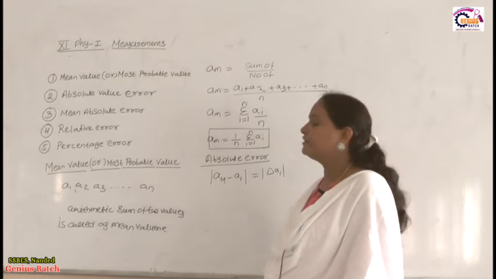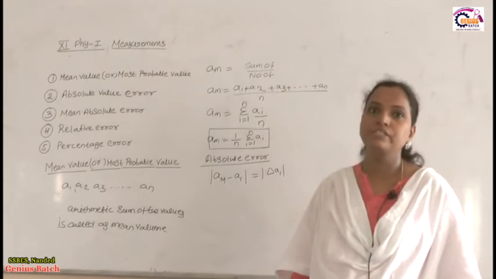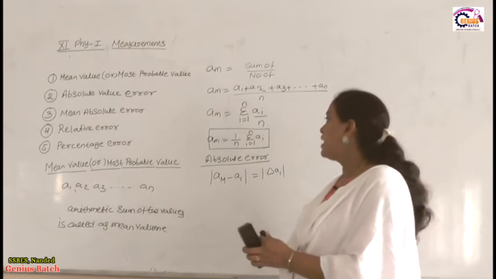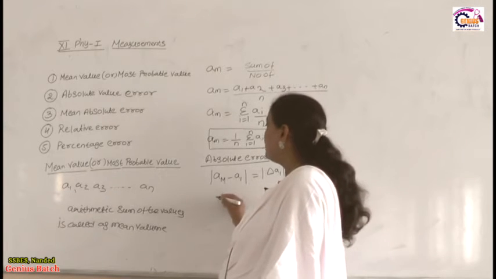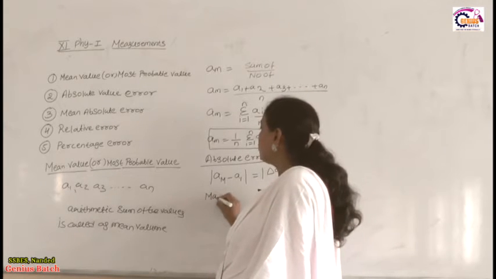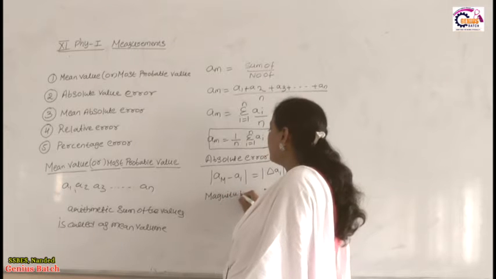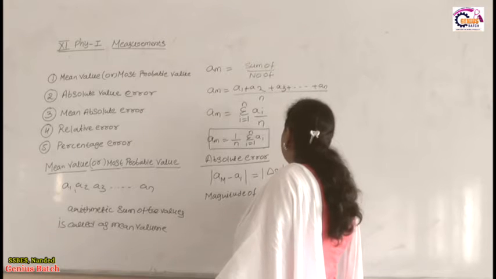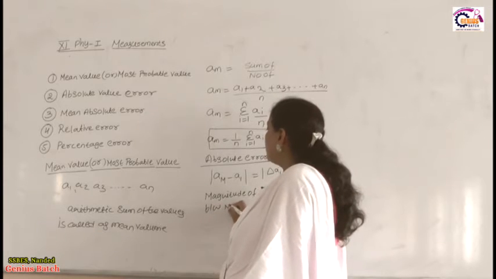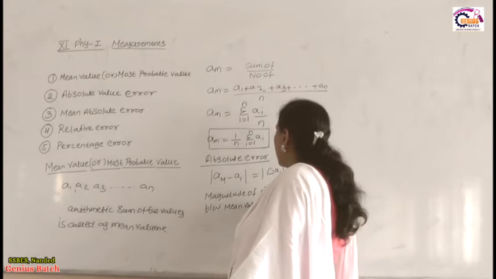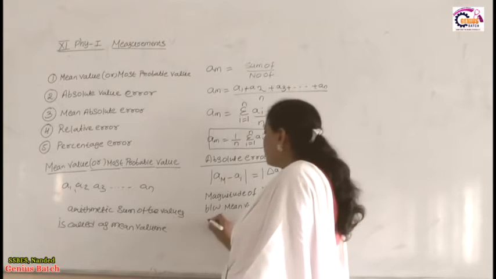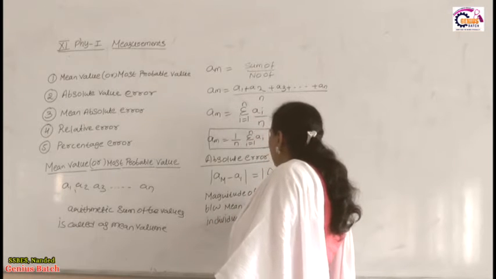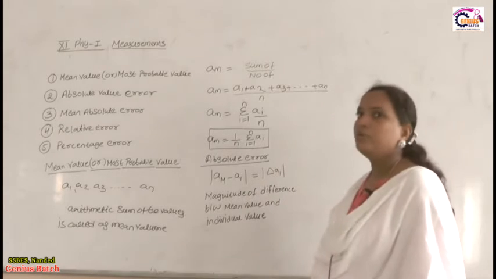What is absolute error here? It is the magnitude of difference between mean value and individual value that is called the absolute error. Similarly, the definition is: magnitude of difference between mean value and individual value is called the absolute error.